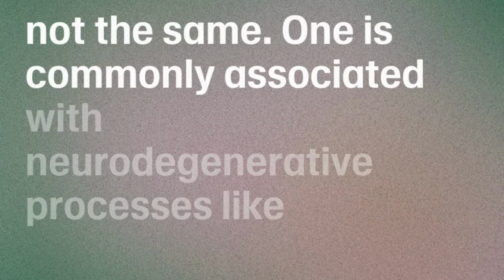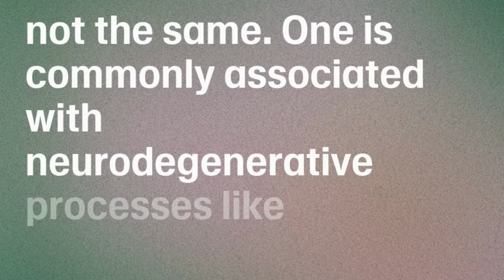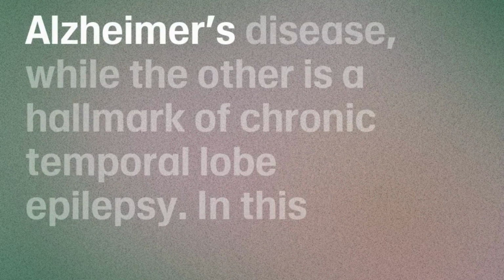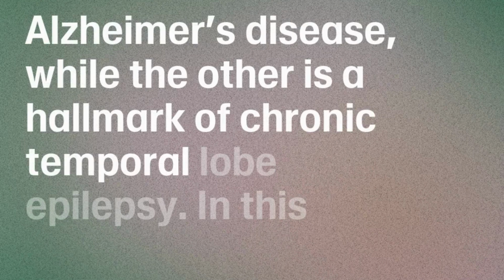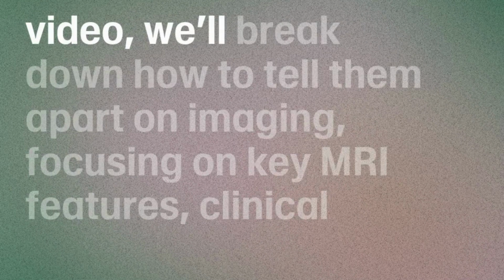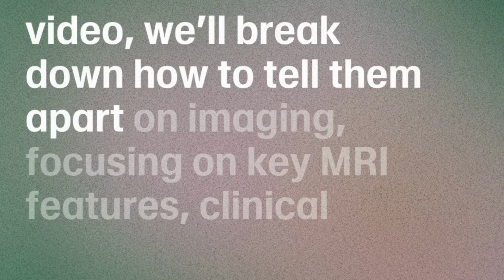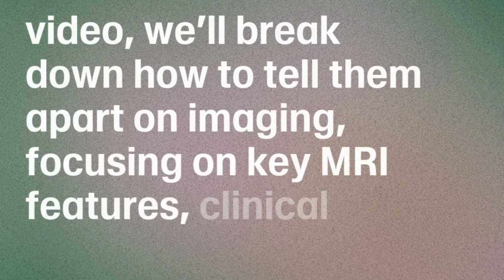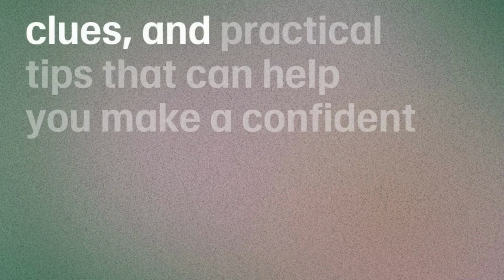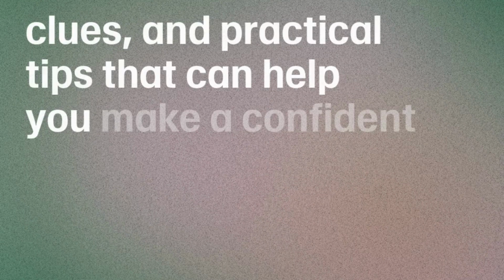One is commonly associated with neurodegenerative processes like Alzheimer's disease, while the other is a hallmark of chronic temporal lobe epilepsy. In this video, we'll break down how to tell them apart on imaging, focusing on key MRI features, clinical clues, and practical tips that can help you make a confident diagnosis.